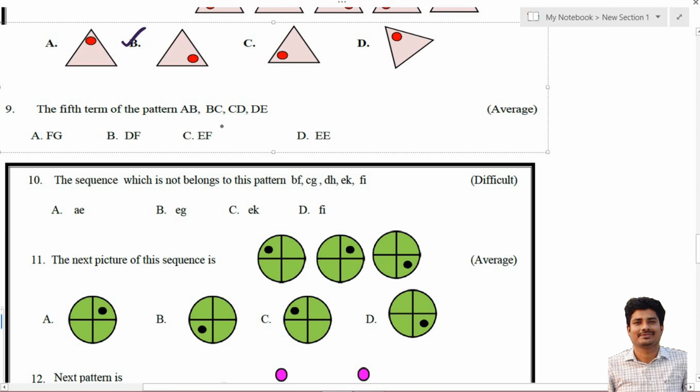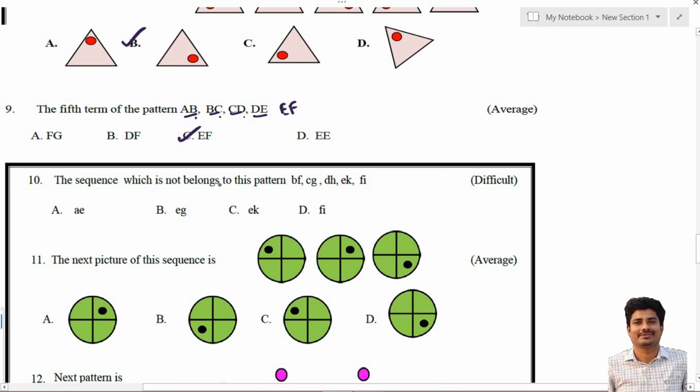The fifth term of the pattern AB, BC, CD, DE: you can see A, B, C, D, E. Like that you can go B, C, D, E, F. EF is the correct answer.